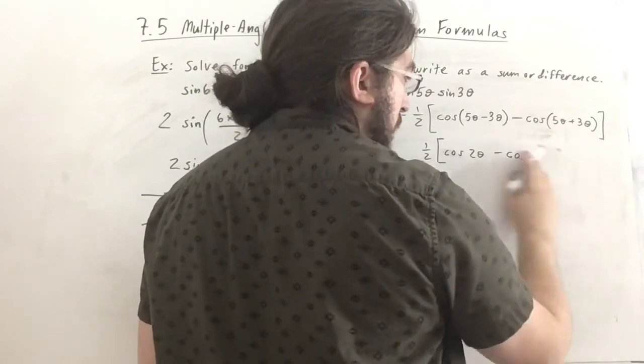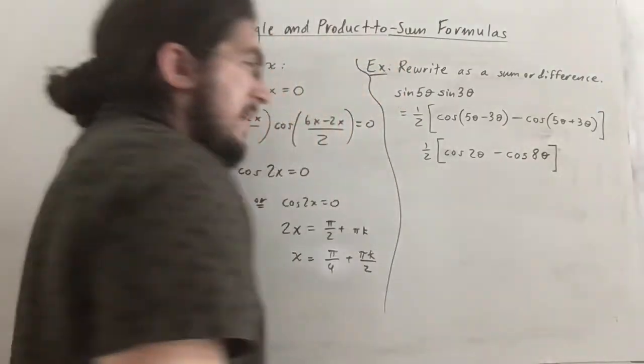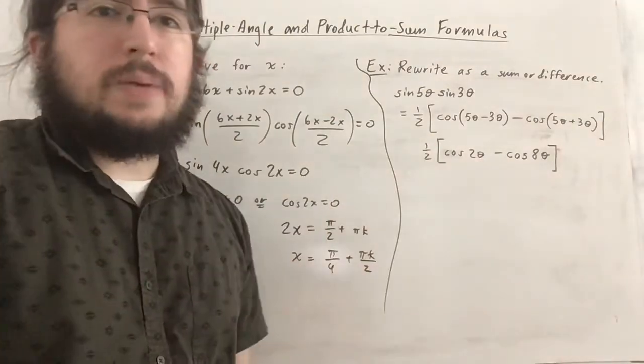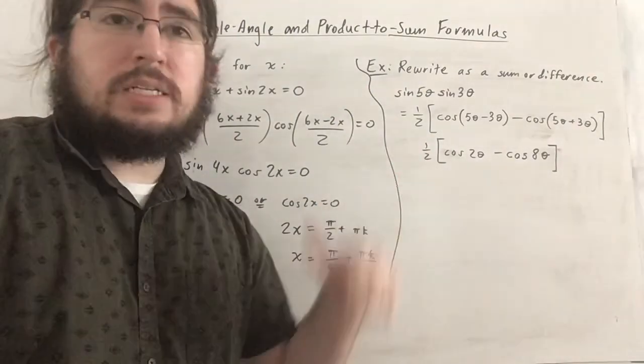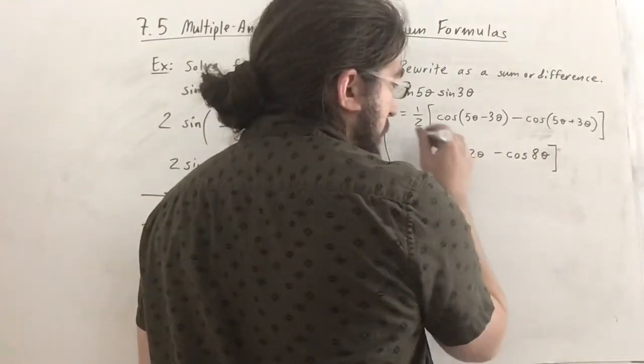So let me just write it without parentheses, I guess. Perfect. And if you distribute the 1/2, then that's really it. So we wrote it as a difference, basically. So it's not a product anymore, now it's a difference of trig functions. And I'll box this. Yeah, that's fine.